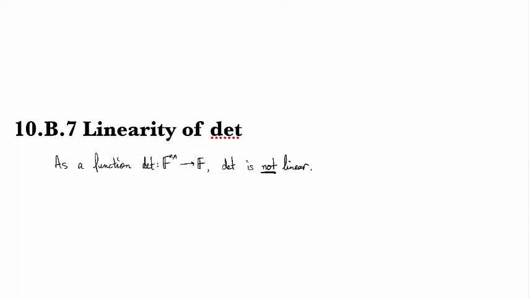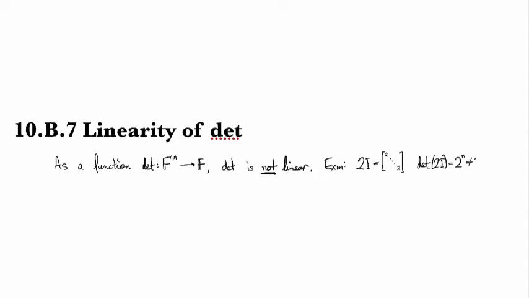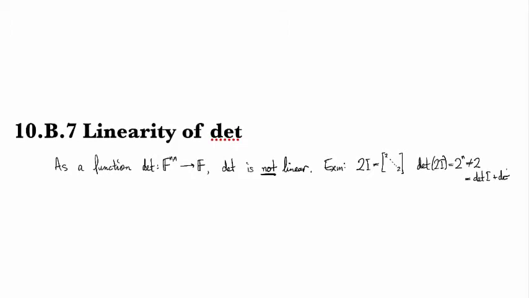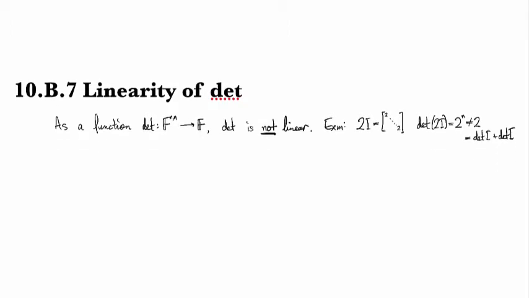It's not linear. For example, if we take 2 times the identity, then this looks like a diagonal matrix with all 2's down the diagonal. So the determinant of 2I is going to be 2 to the n, which is not the same as 2, which is the determinant of I plus the determinant of I, because the determinant of I is 1.